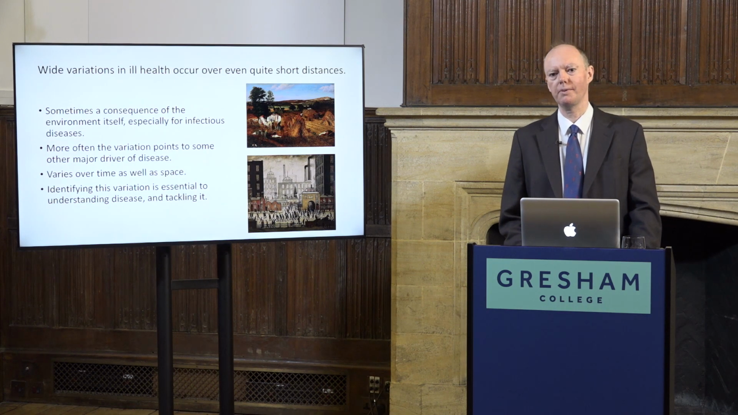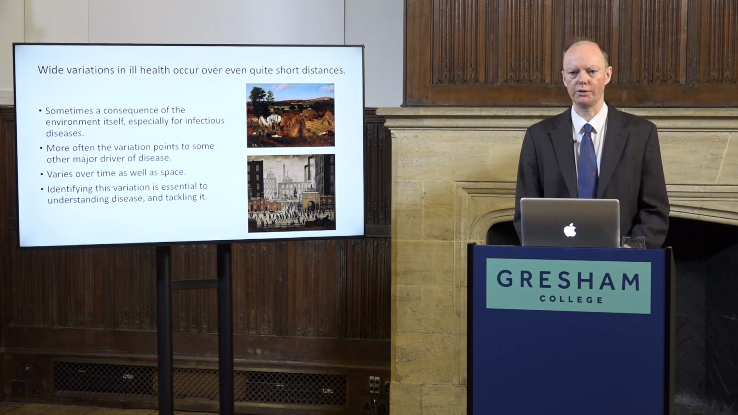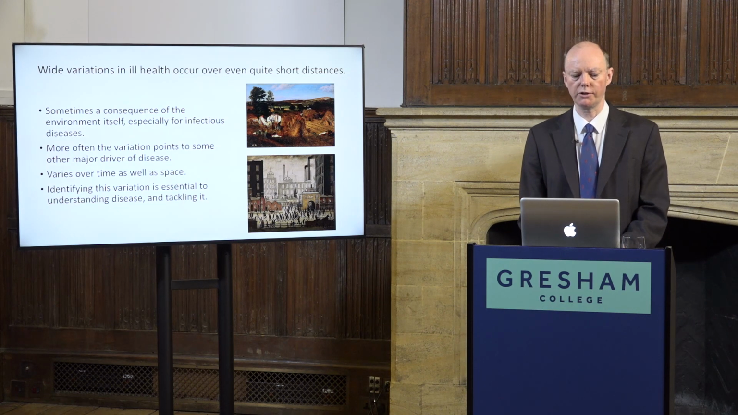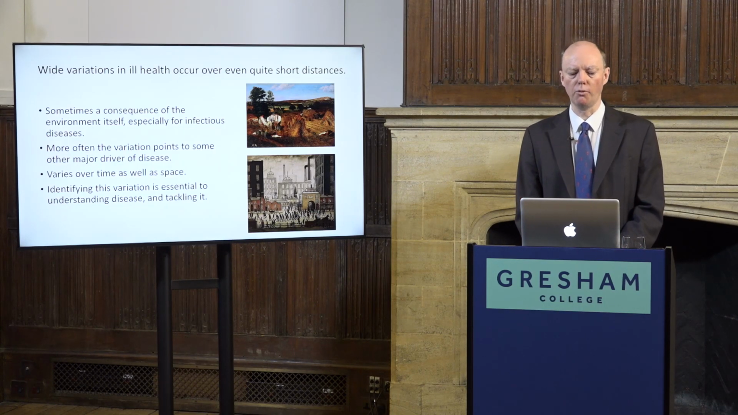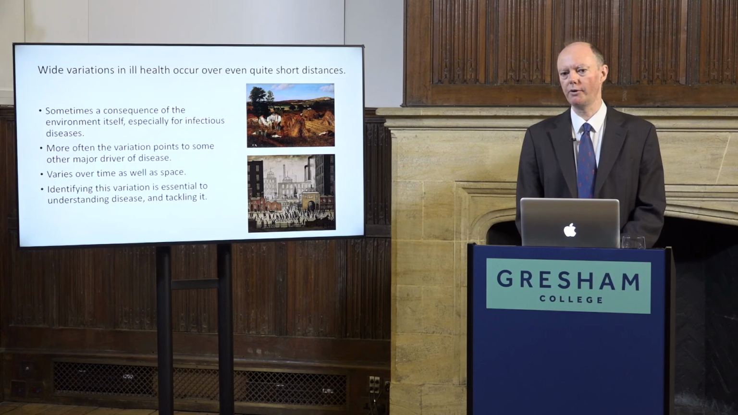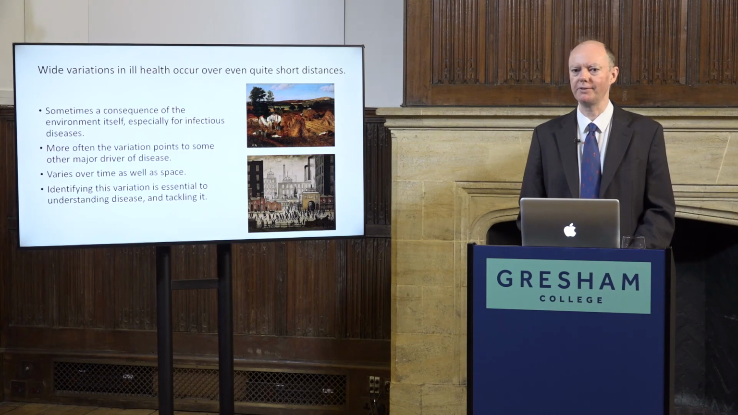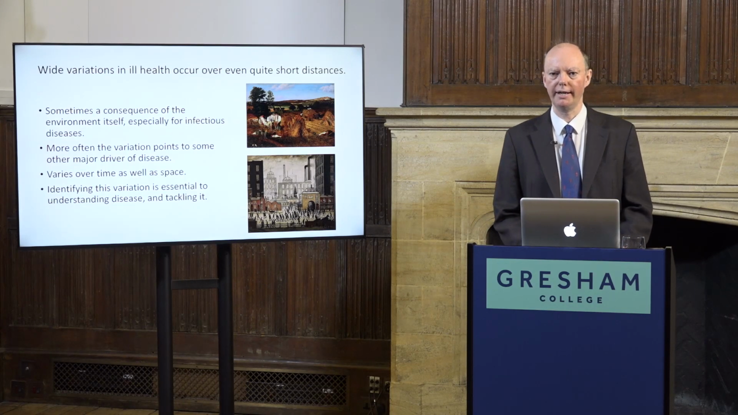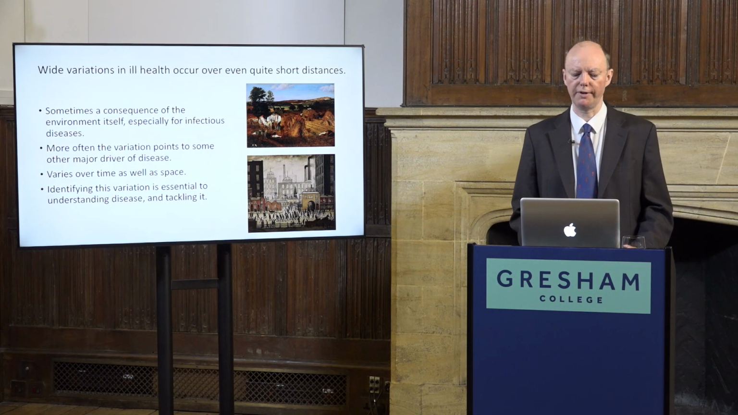So to summarize what I've discussed over this talk, which has looked at a variety of different areas, there are very wide variations in ill health which can occur over even quite short distances. Sometimes these are the consequence of the environment itself, especially for infectious diseases, but not exclusively so. And we went through some examples of that earlier on. More often, this points to some other major driver of disease where there is a reason why there are big differences between different areas, but it's not to do with the geography, it's to do with society, it's to do with deprivation, it's to do with patterns of demography.